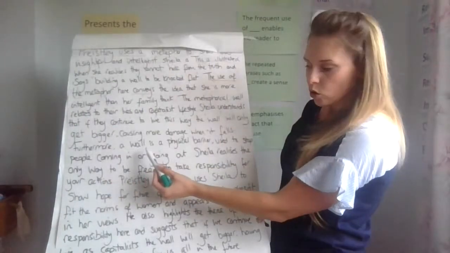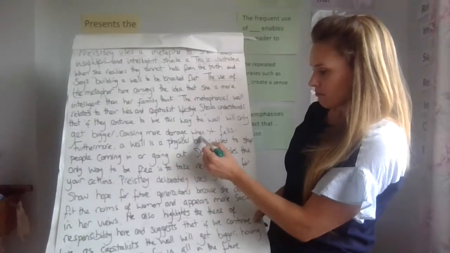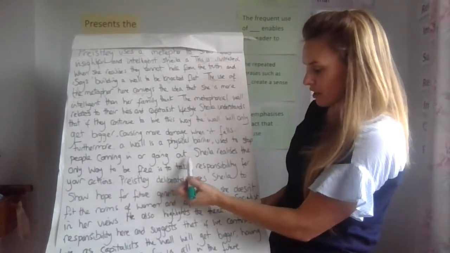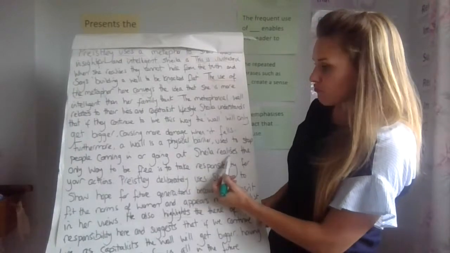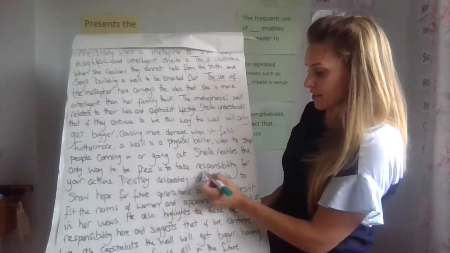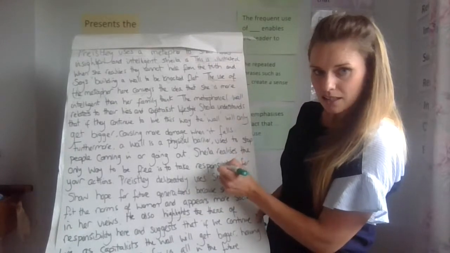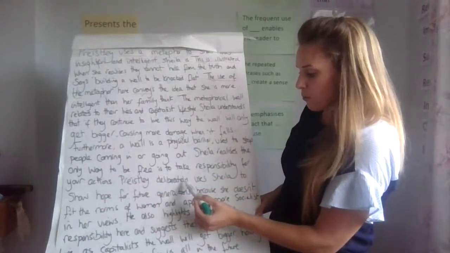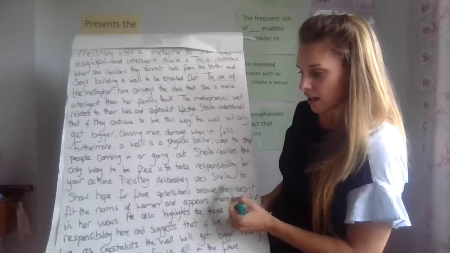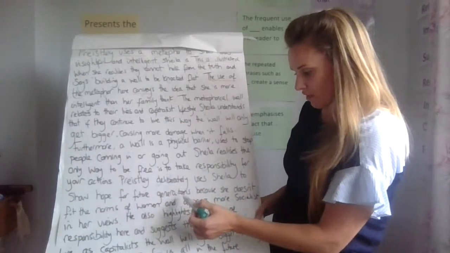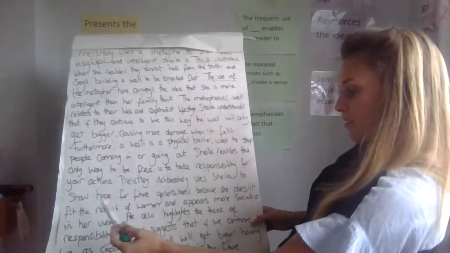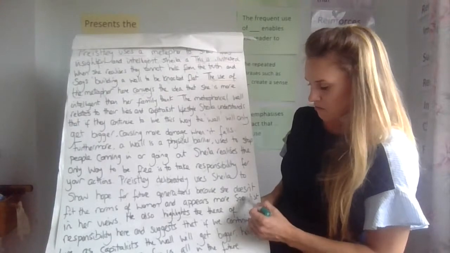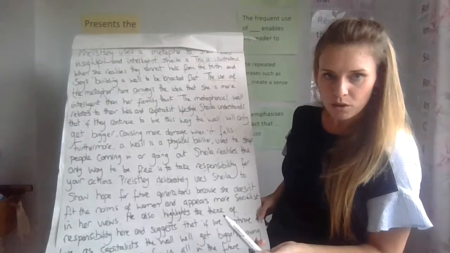Furthermore, a wall is a physical barrier. So I'm saying what a wall is. Used to stop people coming in or going out. Let's put that into perspective. Sheila realises the only way to be free is to take responsibility. Key theme, we get a mark for that. For your actions. Priestley deliberately uses Sheila to show hope for the future generations because she doesn't fit the norms of women and appears more socialist in her views. I've mentioned socialist, another point for context.